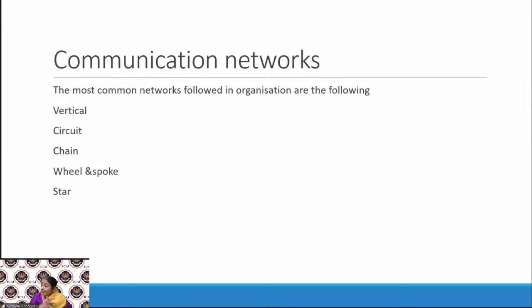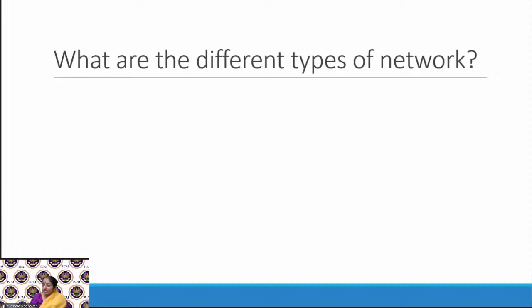Very, very important part of the communication chapter. You will definitely have questions for two to 3 marks maybe from this part, communication networks. Here again you have vertical and circuit. When you join a new office, the different types of network.